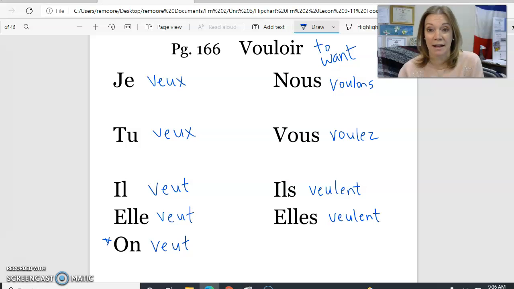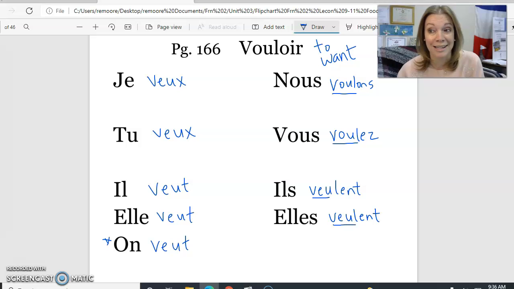Now something else I need to point out to you. When we started this conjugation, it was with the V-E-U stem. Class, the stem is the first part of the verb, as opposed to the ending. Je veux, tu veux, il veut, elle veut, on veut. But then when we get over here to nous and vous, that stem changes. It becomes voul, voul, voulons, voulez. But then did you notice that it goes back to the original stem with il and elle?